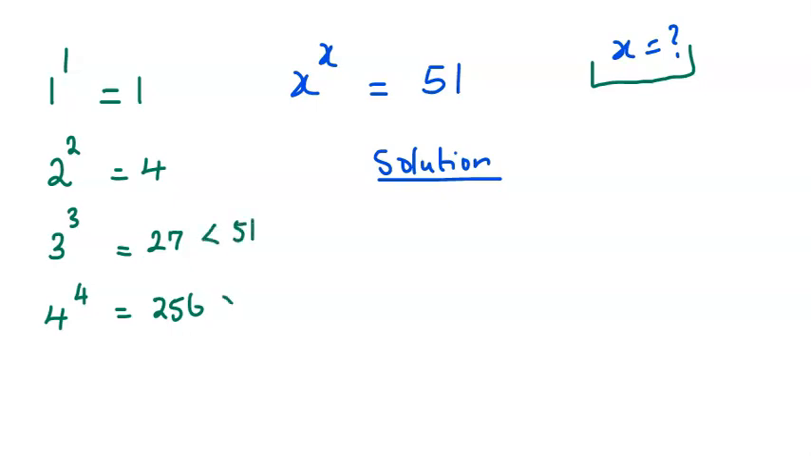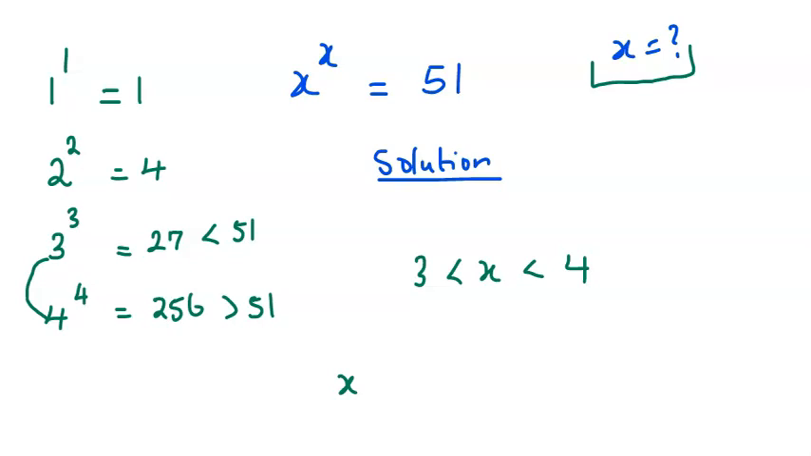Now, did you observe that 27 is less than 51, and here, this one is far greater than 51? So this is telling us that our solution lies between 3 and 4. So we can say that 3 is less than x, and x is less than 4. So this shows that x cannot be an integer, right? Okay, now let's solve this problem.